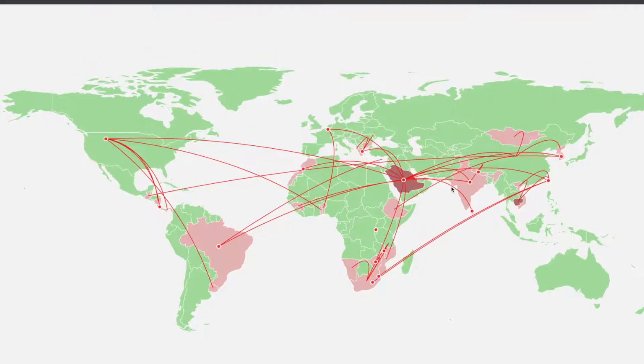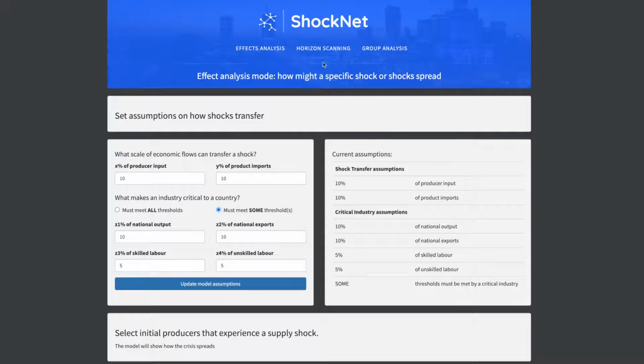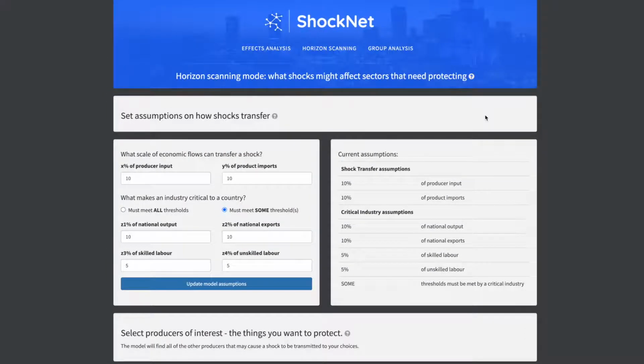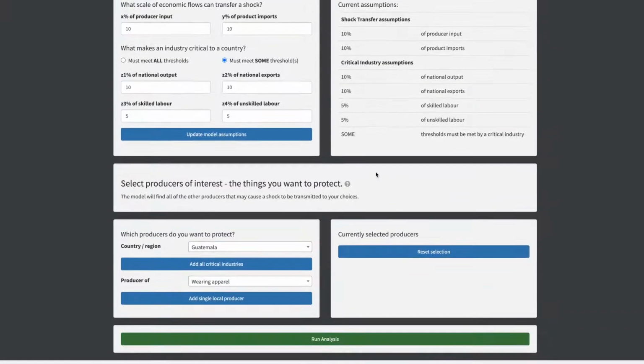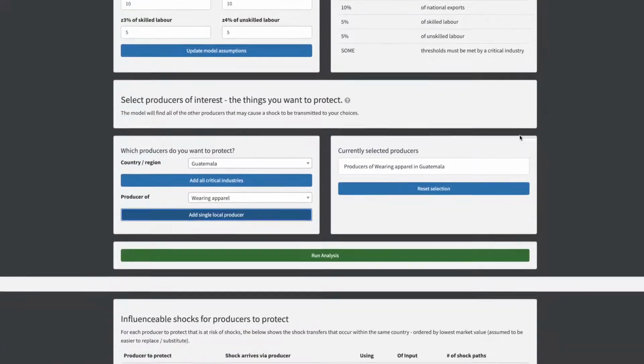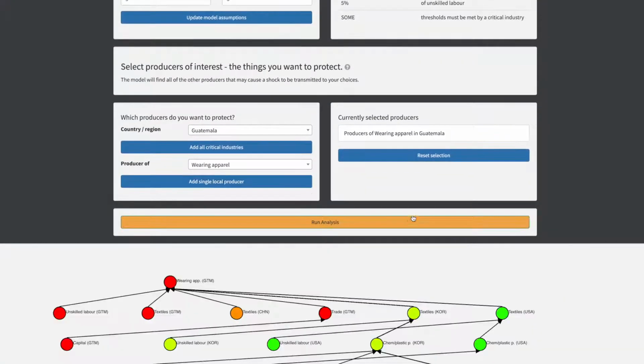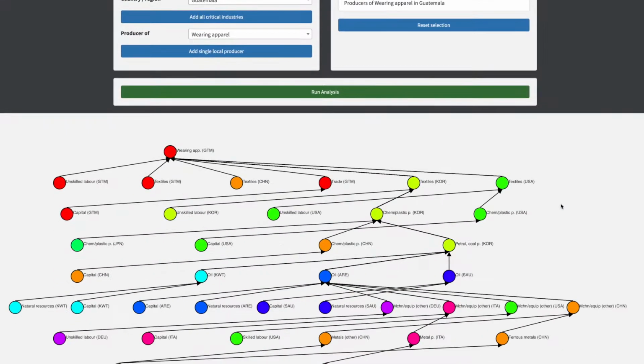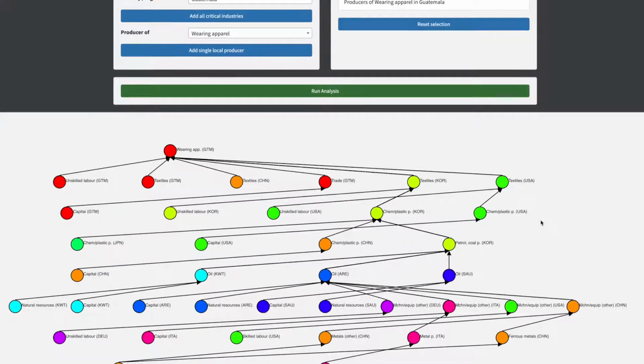And another way that we can use it is in a horizon scanning mode. This mode allows a policymaker to defend against potential future shocks to the industries that they care about. So if they know that the wearing apparel sector is critical, then they can ask what shocks might come and affect it in the future. And they'll see all of the different chains of shocks that could spread and cause a crisis in their industry.